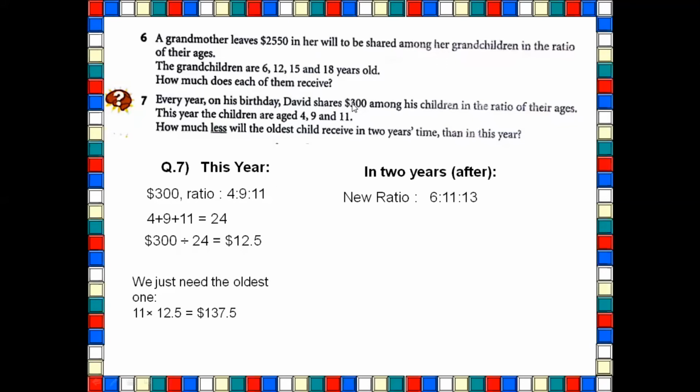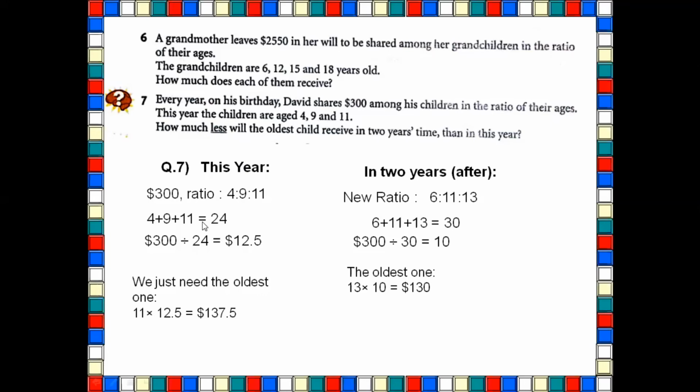But he's still sharing the same amount of money, 300. So 300, first find their total, of course, 30. 300 divided by 30 is 10. Now the oldest one, who is 13 years old, multiply it by 10, it's going to be $130.